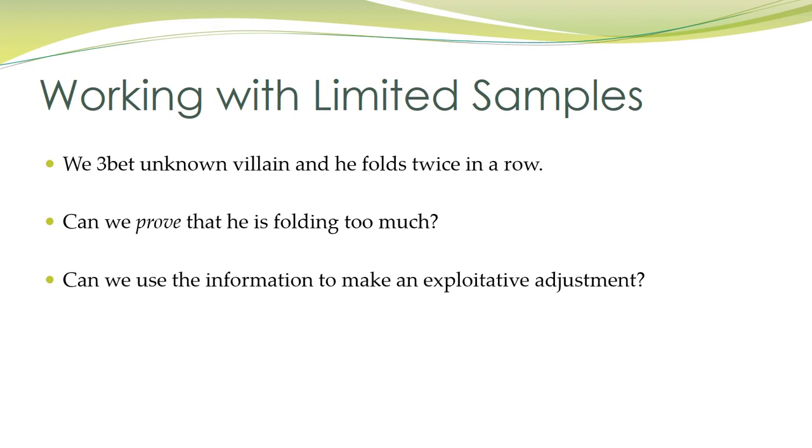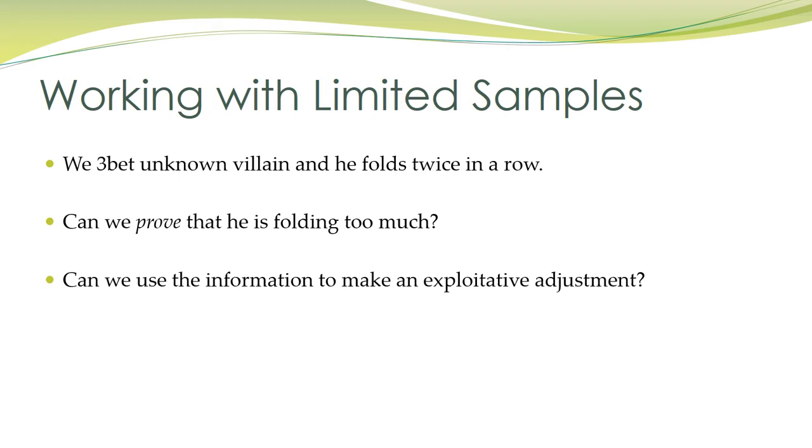In fact, to prove anything in poker, to prove someone's folding frequencies, to prove what our win rate is, we need a huge sample size of hands because there's so much variance in the world of probability. So can we prove that our opponent is folding too much to 3-bets? Absolutely not. We don't have a big enough sample size.